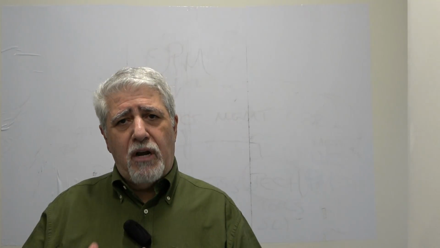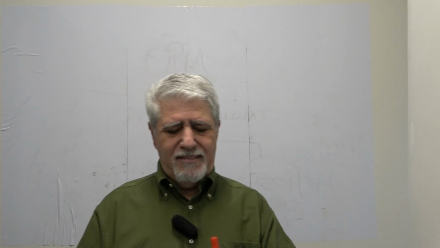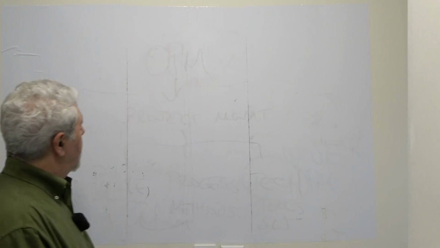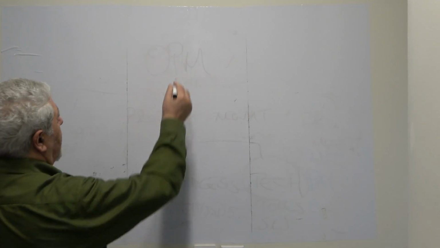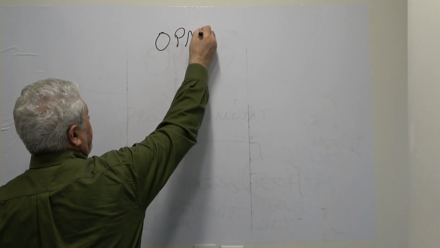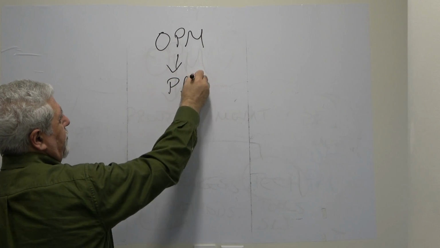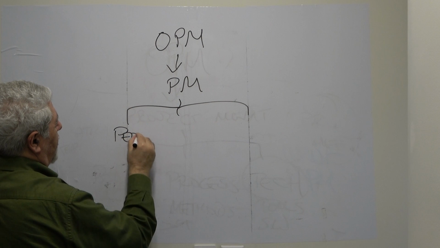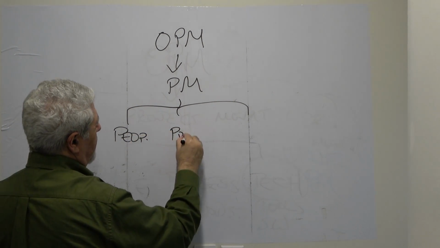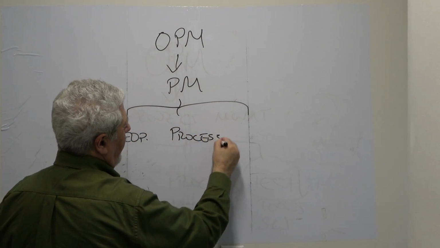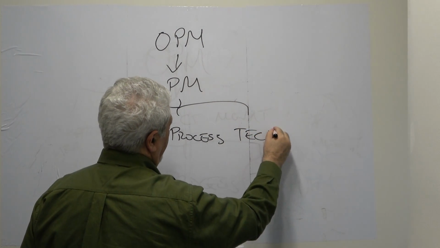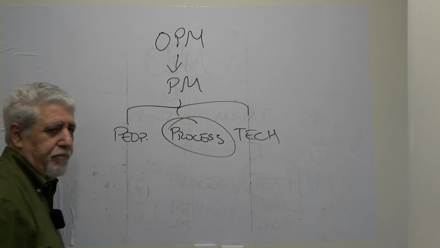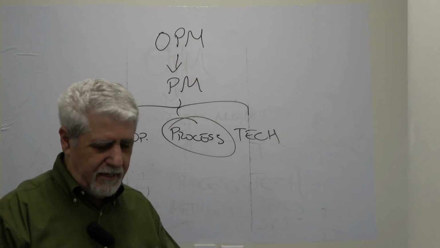Then in the second video we zoomed in on the project management area and discussed the 3 pillars of people, process, and tools. So today I want to continue with that guideline. We said we have OPM. From OPM we do PM, and PM has 3 pillars. We have people, we have process, and we have technology. Today I want to zoom in on the process area.